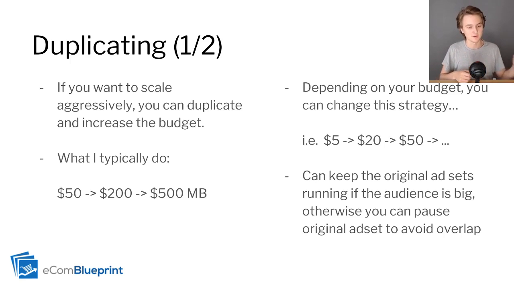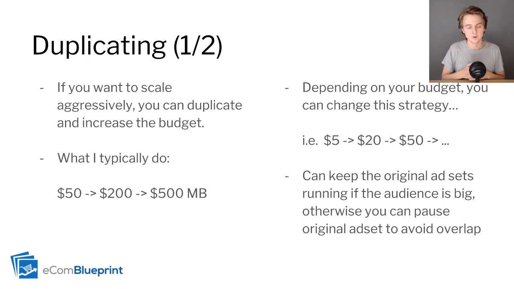So I'll start at 50, then I'll go to 200, and then I'll go to 500 with manual bidding. Now, depending on your budget, you can change the strategy. So you could go from $5 to 20 to 50. The daily budget that you start out with really doesn't matter. The only difference is how many results you're going to get. So depending on your budget, you can make the strategy your own, and you can keep the original ad sets running if the audience is big. Otherwise, you can pause the original ad set to avoid overlap.